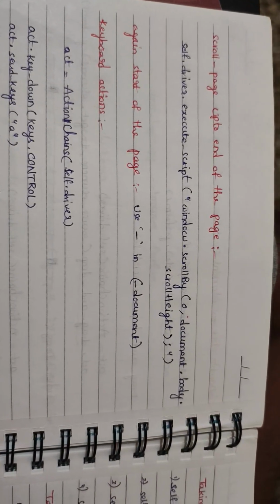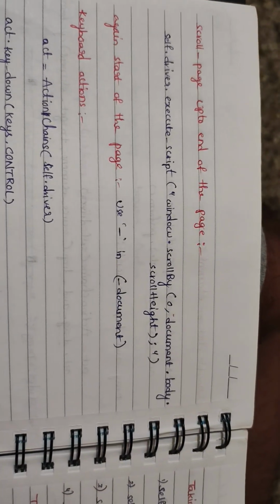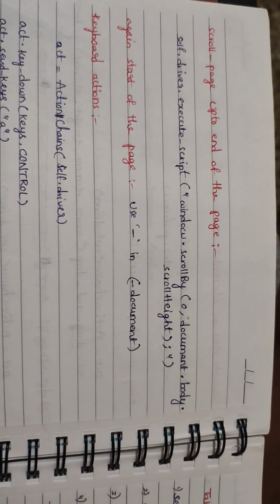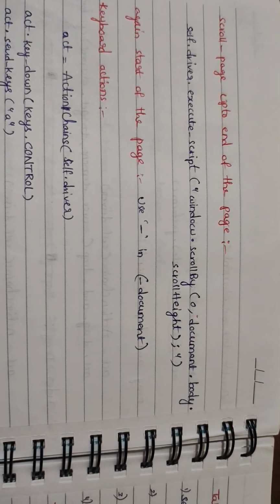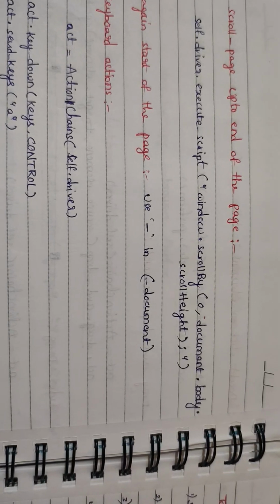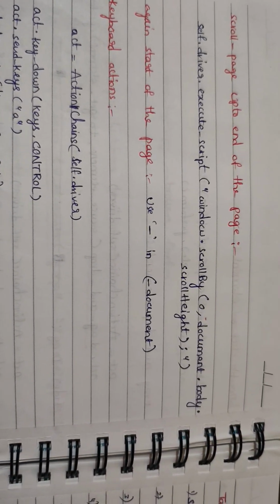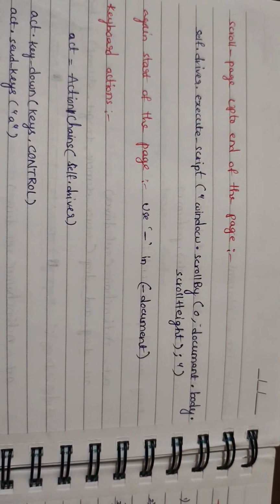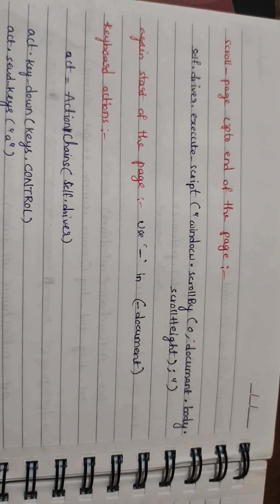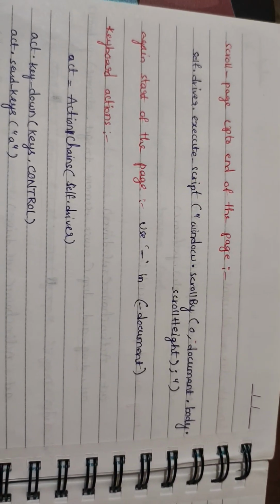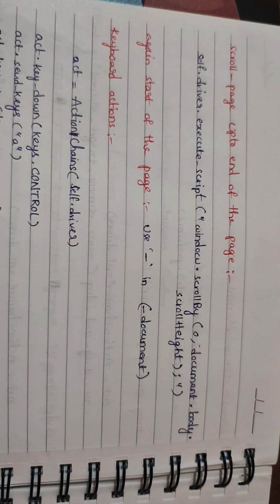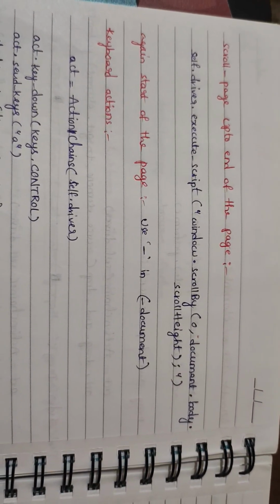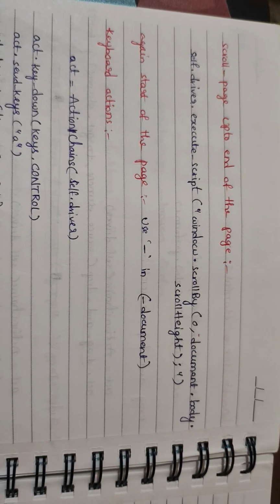Next, scroll the page up to the end of the page. End of the page means we have to use self.driver.execute_script("window.scrollBy(0, document.body.scrollHeight)"). Okay, so this is the end of the page. Again, if you want to go to the start of the page, then we have to use window.scrollBy(0, -document.body.scrollHeight).